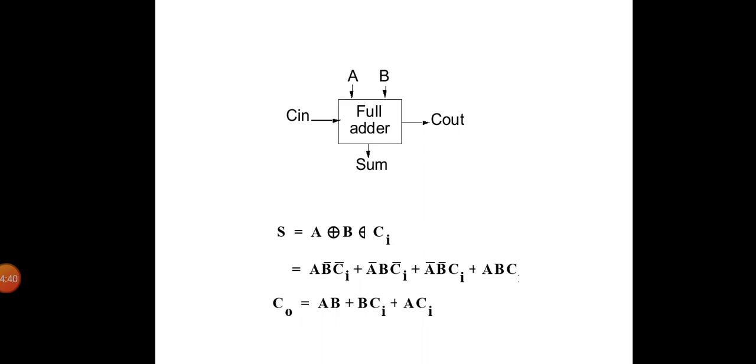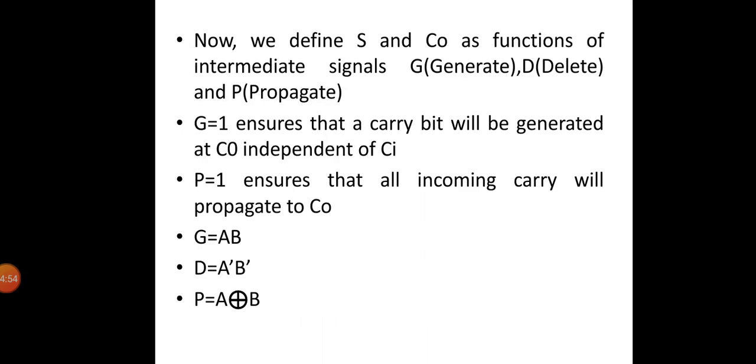It is often useful from the implementation perspective to define S and Co as a function of some intermediate signals, that is generate, delete and propagate. The generate G equal to 1 or delete D equal to 1 ensures that a carry bit will be generated or deleted at Co independent of the Ci, while P equal to 1 guarantees that the incoming carry signal will propagate to Co. So expressions for these signals can be derived from the truth table. So G is equal to A into B, D is equal to A bar into B bar, and P is equal to A exclusive-OR B.